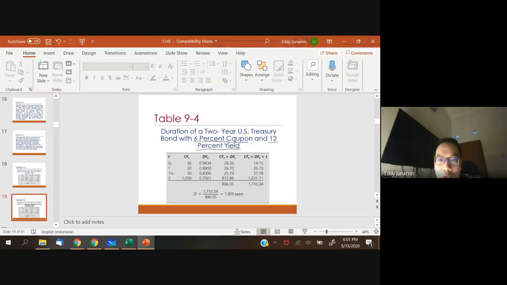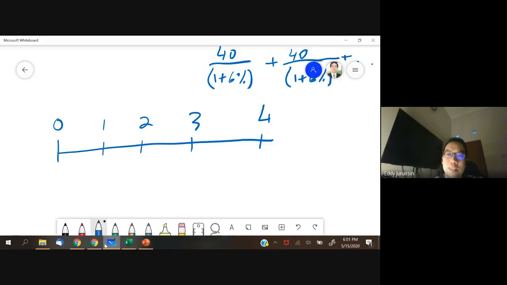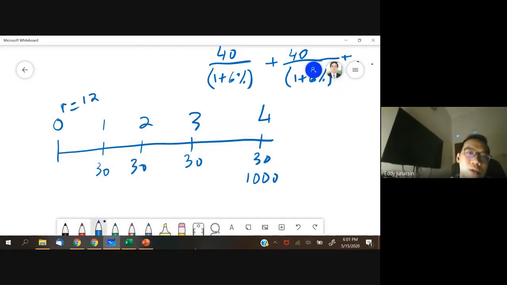And what is it? Coupon is 6, market is 12. So how much is the coupon payment? 6% of 1,000? 60, right? But per semester, this would be 30. Okay? 6% per year, right? So per semester, it would be 3% of 1,000, which is 30. And then the market rate is 12% per year. Be careful, 12% per annum.